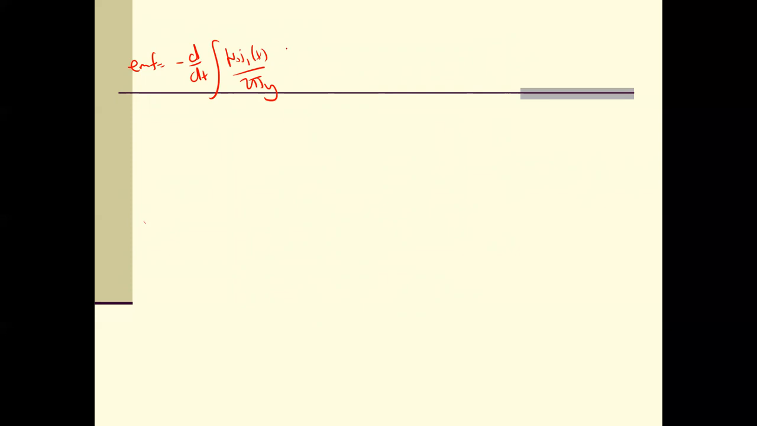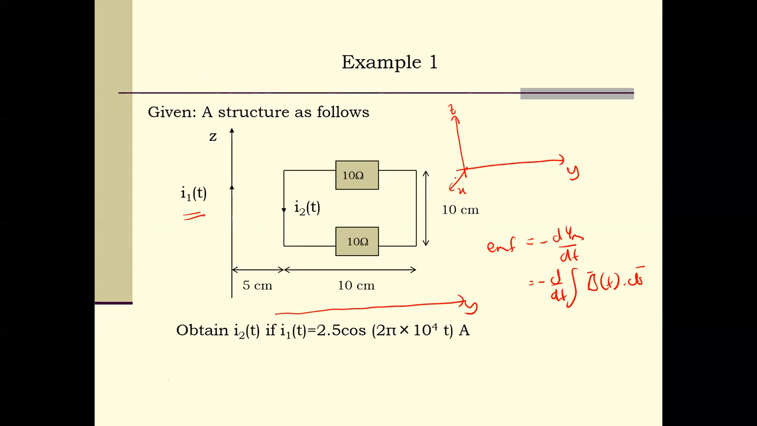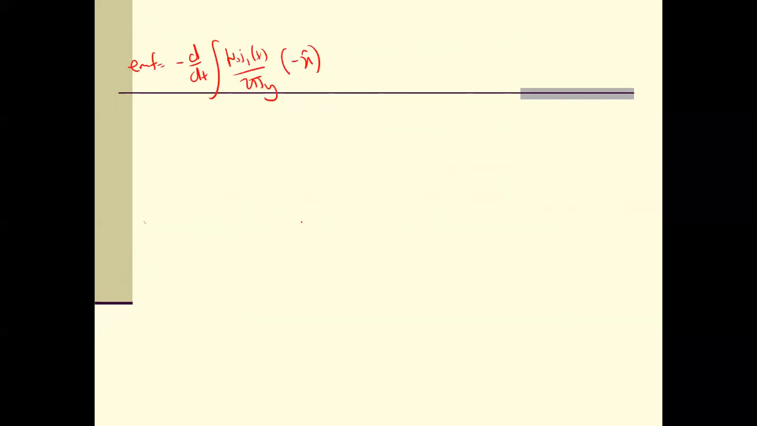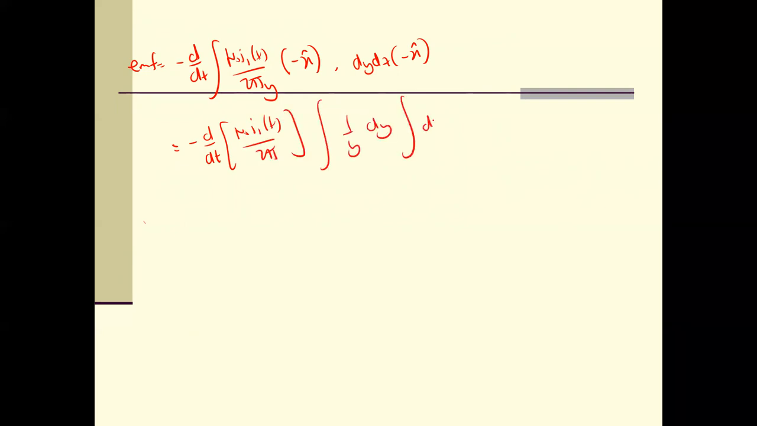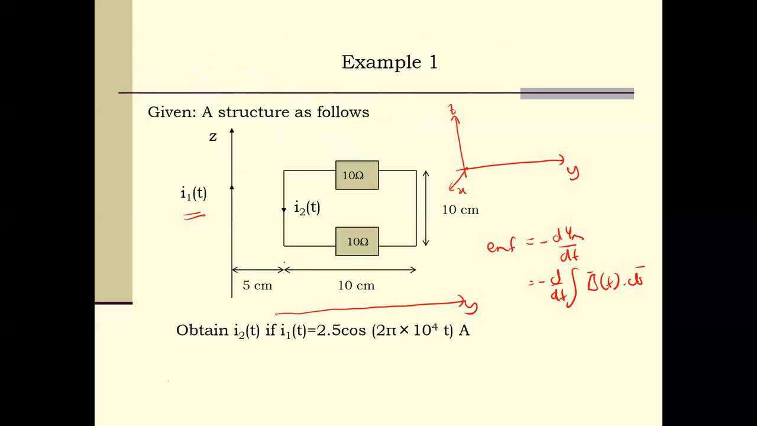And the direction should be in the negative x direction, because if you base on this, y and x are here. By using the right-hand rule, your field will be in the negative x direction, and your dS will be dy dz in the direction of negative x. So we're going to have negative d over dt of μ0 I1(t) over 2π, integration of 1 over y dy, integration of dz. From this diagram, you know that y has a range from 5 cm to 15 cm, whereby z is from 0 to 10 cm.